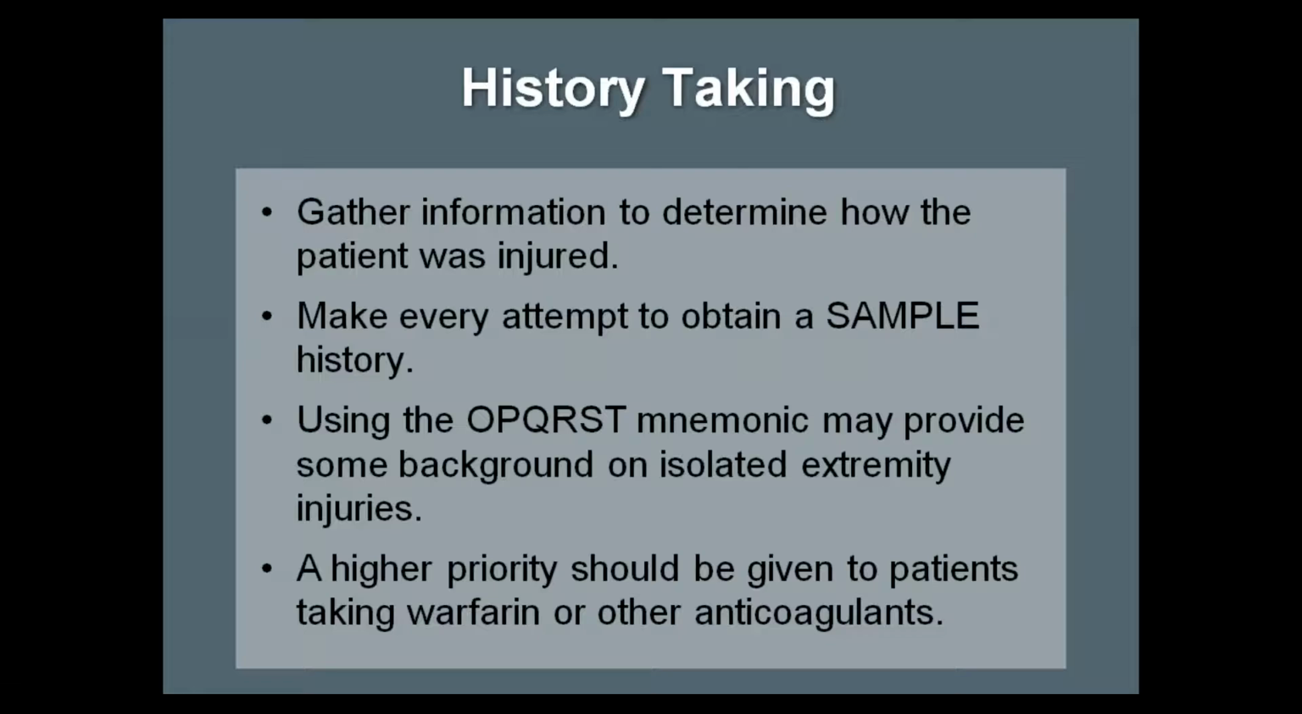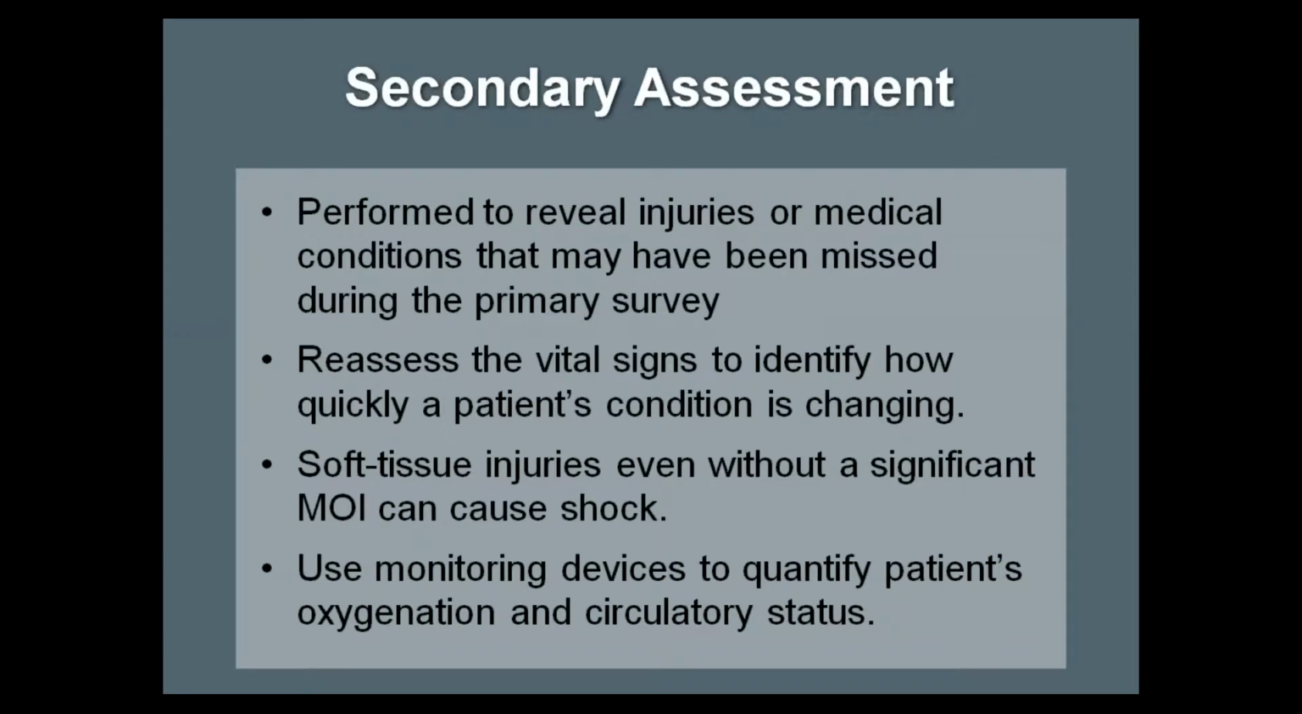What's OPQRST? That mnemonic has been around for a while. Onset, provocation, quality, radiation, severity, and time. Higher priority should be given to patients taking warfarin or other anticoagulants. What's warfarin also called? Coumadin. Rat poison. Yep, rat poison's warfarin. All right.